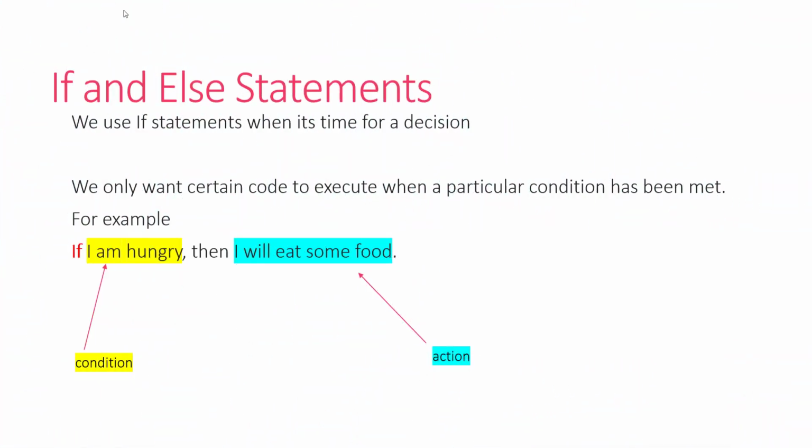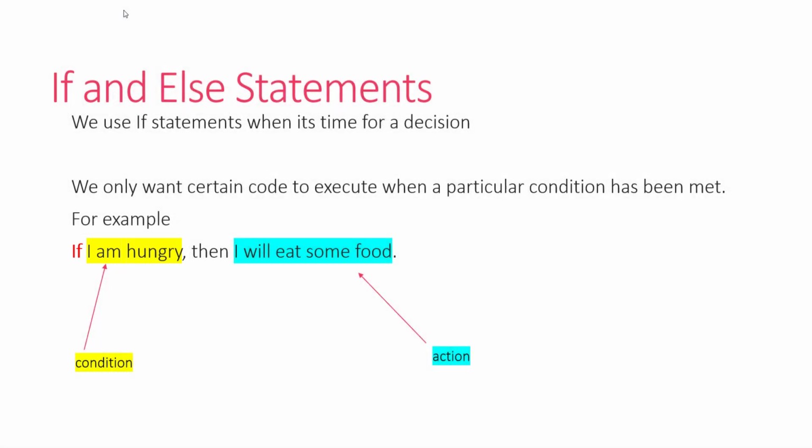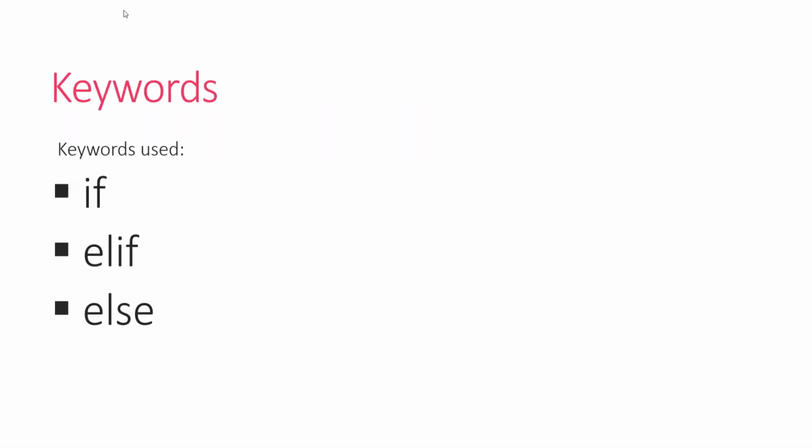So the first thing that we have to know is what is an if statement. Basically, if statements are used when there is a decision to be made. For example, you only want certain code to execute when a particular condition has been met. For example, if you are hungry, which is the condition, then you will eat some food, which is the action. So the keywords that you need to familiarize yourself with would be if, elif, and else.